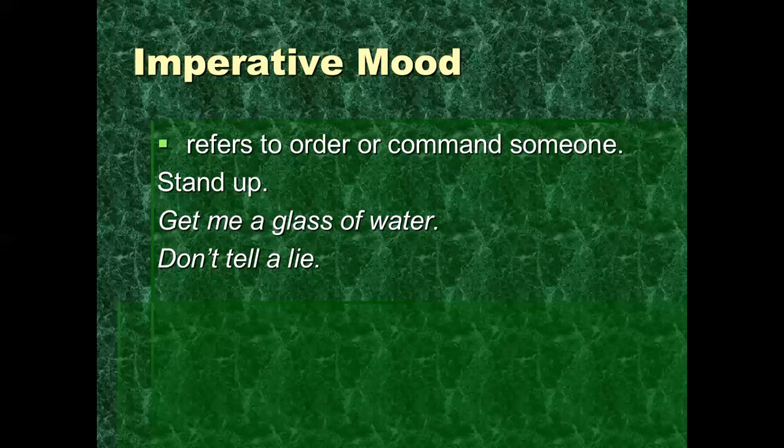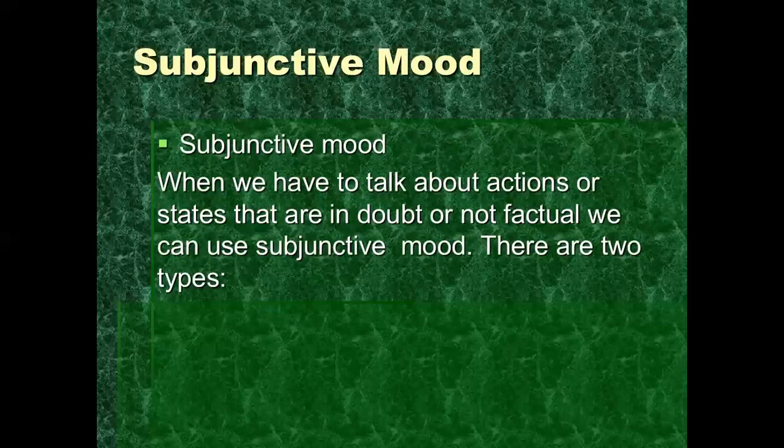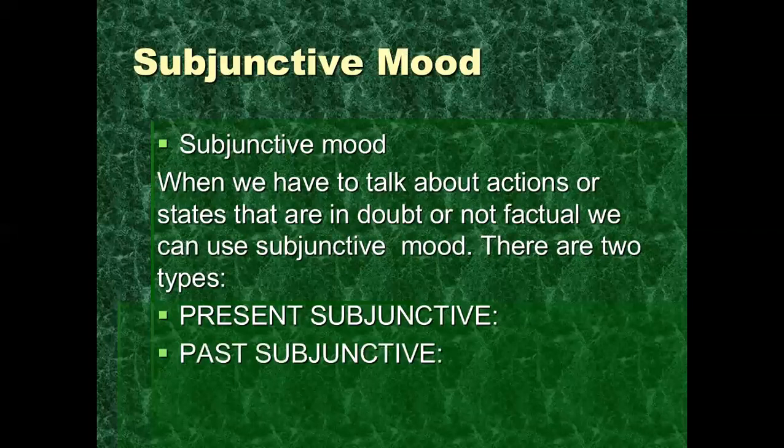Now let's have a look at the third type, and that is called subjunctive mood. When we have to talk about actions or states that are in doubt or not factual, we can use the subjunctive mood. Now there are two types: present subjunctive and past subjunctive.